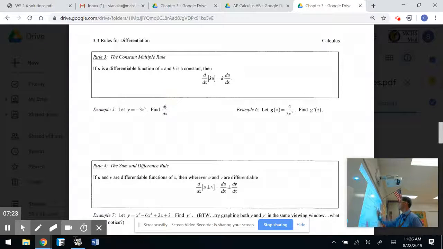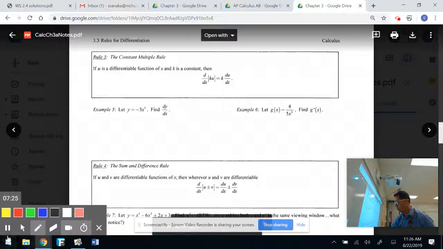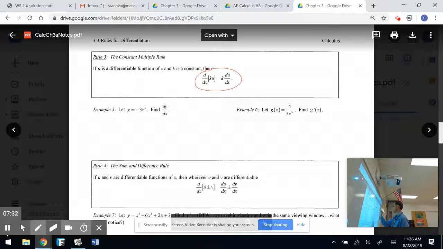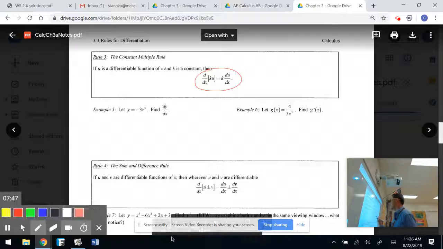The constant multiple rule. What's this talking about? All it's saying is if you have some function u and you have a constant, you can pull that constant out. I think this one will look a little better if we do an example here. So what is that? That is negative 3x to the 5th. What they're saying is you can do this, and you don't necessarily have to.